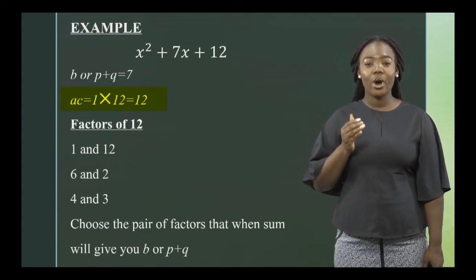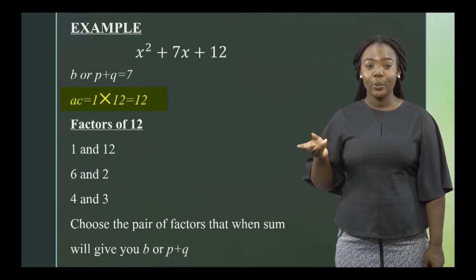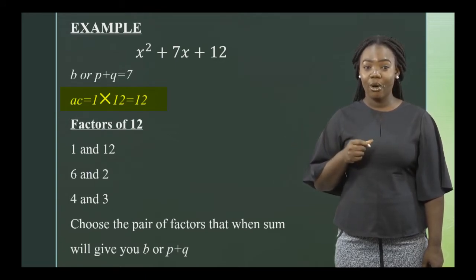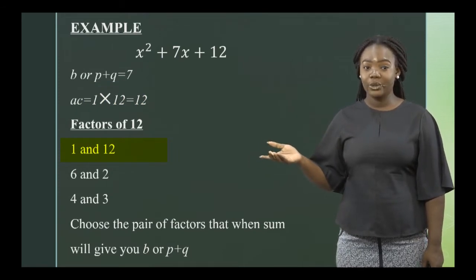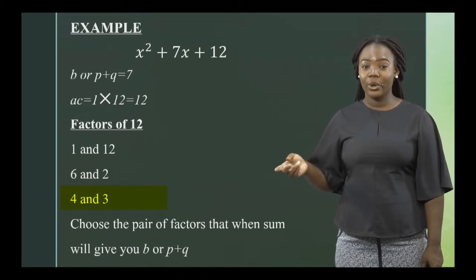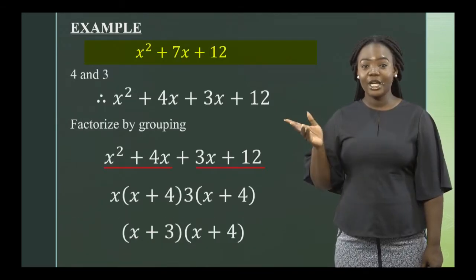Now remember, we are working based on the guideline that was given. So once we have found ac, we then write all the factors of ac. Here you can see I have the factors of ac, which are 1 and 12, 6 and 2, and 4 and 3. Now remember, the reason we need to examine all of the factors is that we want to know which pair of factors, when we add them, p plus q, will give us the value for b. You need to choose the pair of factors that when you sum them, you get b, or p plus q.